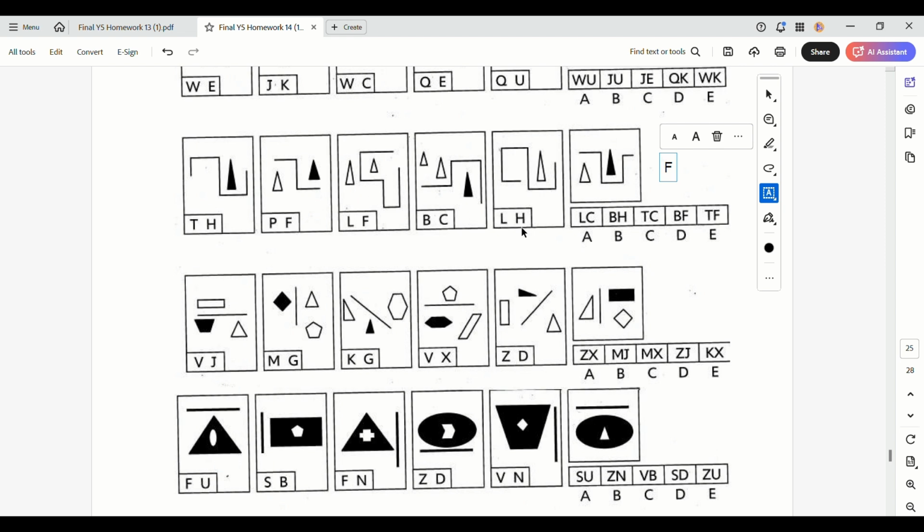Okay, L and L. What's similar between these? I'm going to count the number of bends. So 1, 2, 3, 4, 5. 1, 2, 3, 4, 5. That's similar. So it looks like the number of bends. If it starts with L, means it's going to be 5 bends. 1, 2, 3. So B means 3 bends. 1, 2, 3, 4. So T means 4 bends. So this is going to be TF, which is option E.